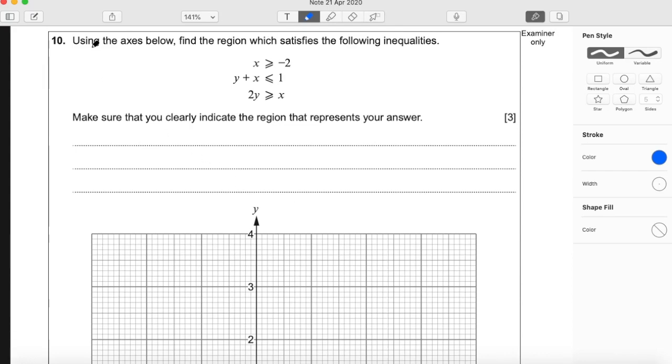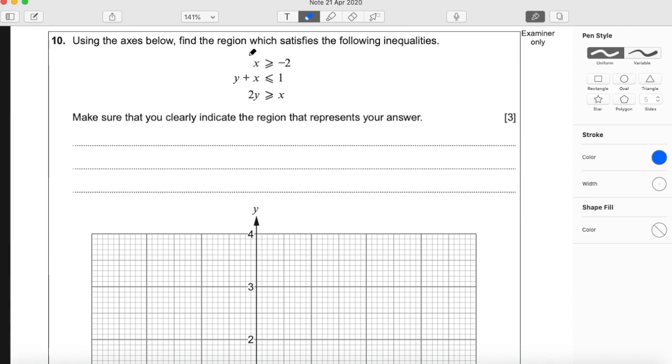Question 10. Using the axis below, find the region which satisfies the following inequalities. x is greater than or equal to minus 2, y plus x is less than or equal to 1, 2y is greater than or equal to x. Make sure that you clearly indicate the region that represents your answer.